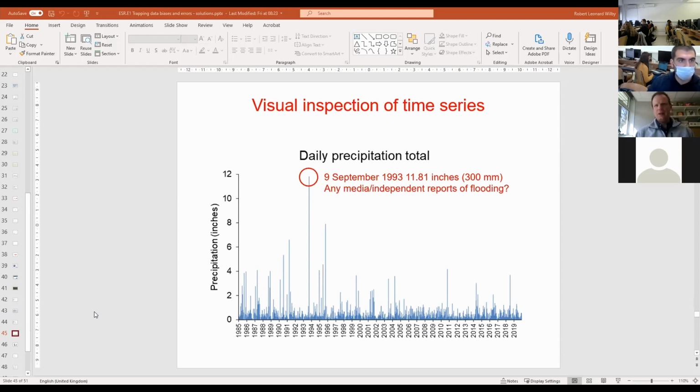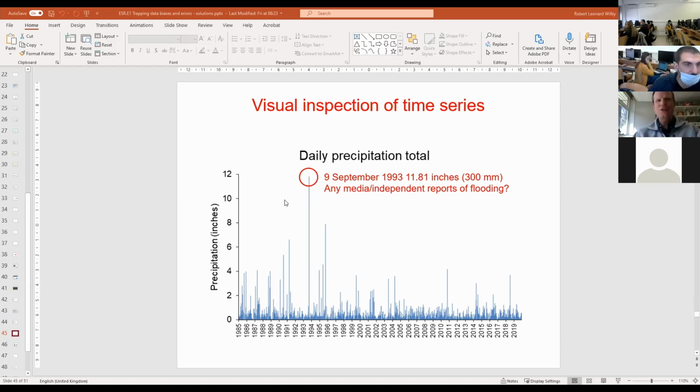So when I see a value like that, 300 millimeters is a round number, isn't it? So straight away a flag goes up, and then I think, well, 300 millimeters, we have had that in one day here in the UK. The record in one day is 340 millimeters, so it's within the realms of plausibility. But it's the fact that it's a whole 300 millimeters rather than 297.8 or something like that, which makes me suspicious.